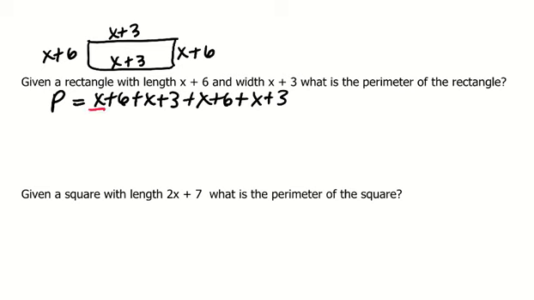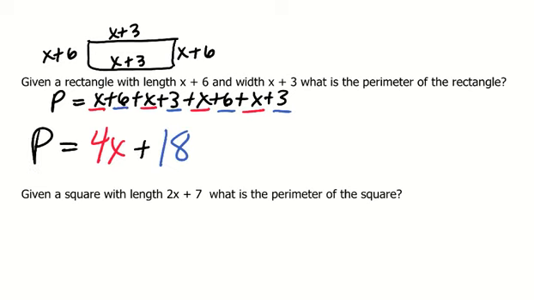So in terms of x's, I've got 1, 2, 3, 4 of them. And for the numbers, I've got 6, and 3 is 9, and 6 is 15, and 3 is 18. And so the perimeter equals 4x plus 18.